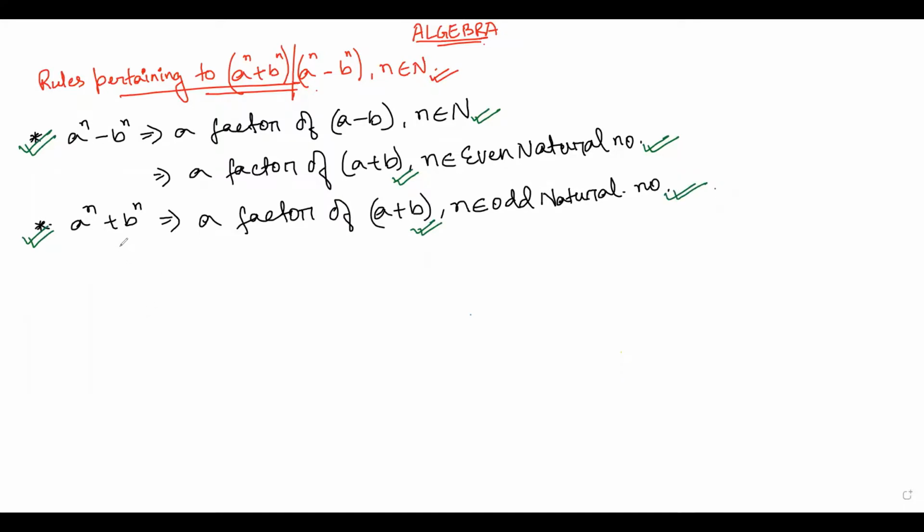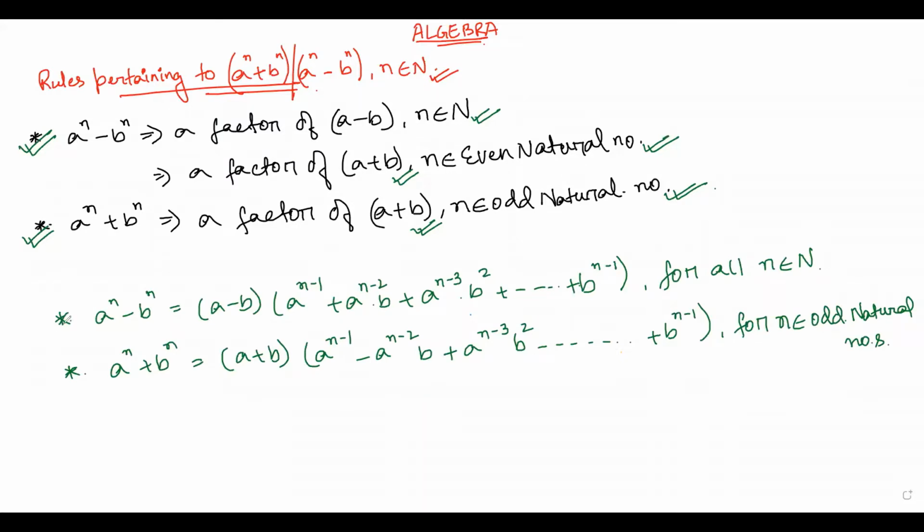Also, there are formulas for a raised to power n minus b raised to power n and a raised to power n plus b raised to power n, which are given by: a raised to power n minus b raised to power n is a minus b times of a raised to power n minus 1 plus a raised to power n minus 2 times of b plus and so on till b raised to power n minus 1, where n belongs to natural numbers.